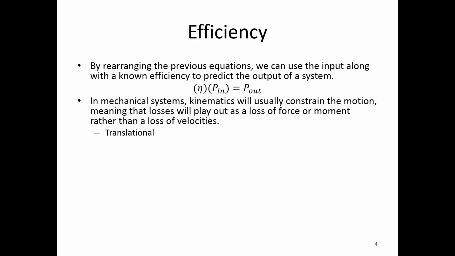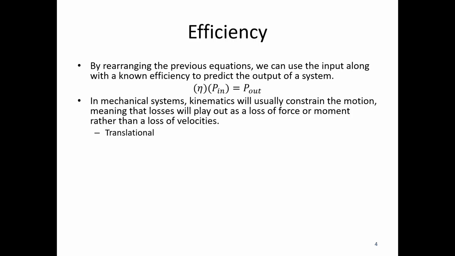And in mechanical systems, kinematics will usually constrain the motion, meaning that losses will play out as a loss of force or moment rather than a loss of velocities. So with this, if you imagine something like a gear system, the teeth can't travel through one another, so kinematics-wise, they are locked into a specific ratio of velocities.